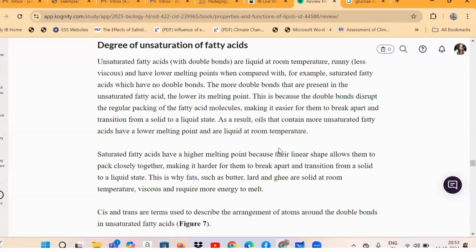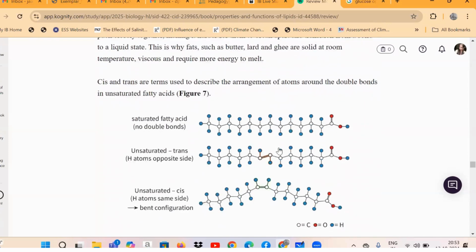No, more double bonds, lower melting point. I told you the opposite; I think you didn't listen. Okay, fine. So the more double bonds, the higher the melting point. Okay, so we should remember that.